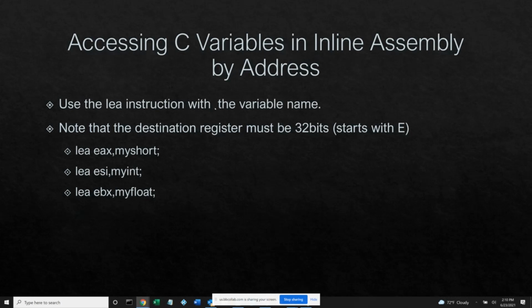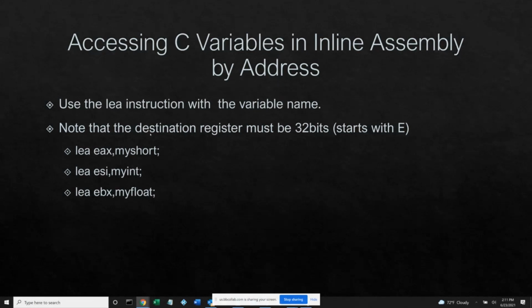We can access the C variables using an address instead. So the LEA instruction allows you to get the actual address of the variable. And remember what I said about memory. Memory is basically a one-dimensional array, and we store information, and the smallest amount we can access is a byte. So an address is a number that points to that particular byte in memory.